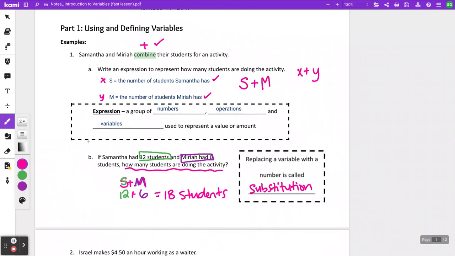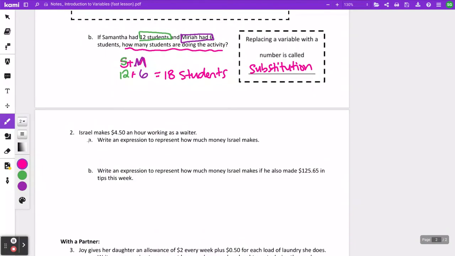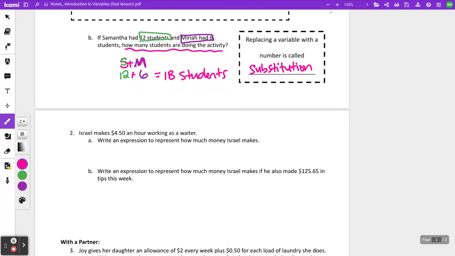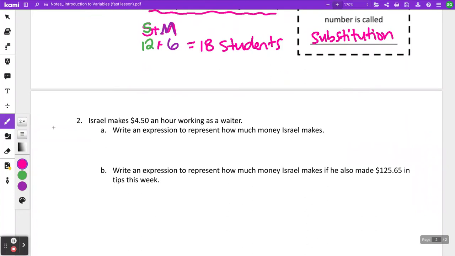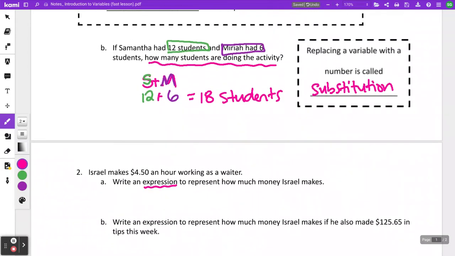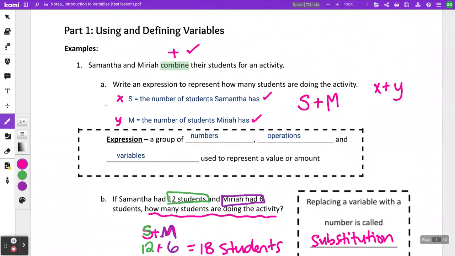So we've got a couple more examples here. I'm going to jump down to number 2, and I'm going to make this a little bigger as well. In number 2, we have a story about Israel. We're told Israel makes $4.50 an hour working as a waiter. In order to do the first part of our question, which is writing an expression, there's 2 things I need to do. If I go back to this last problem we did, I'll use that to help us remember those 2 things. The first thing I'm going to need to do is identify what operation we're using.